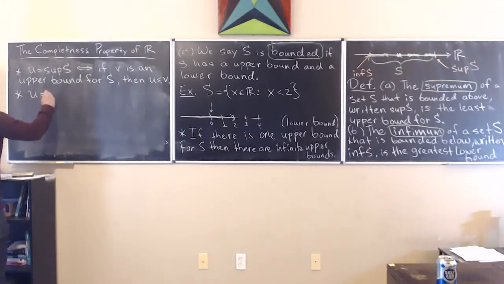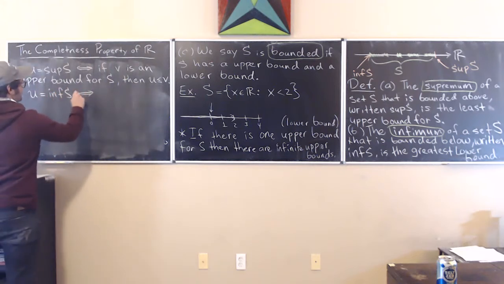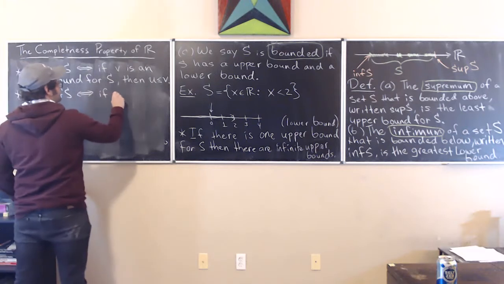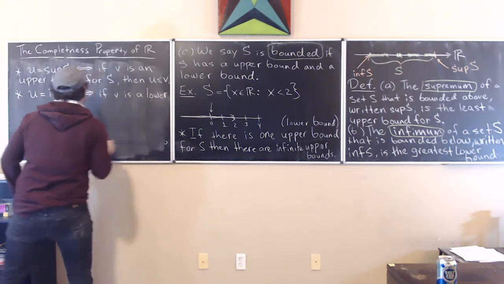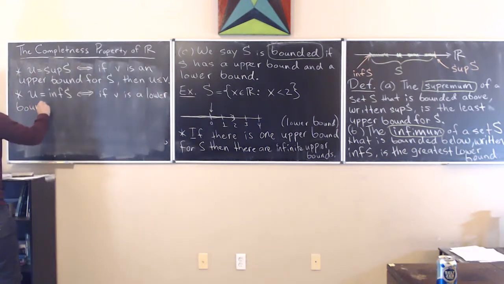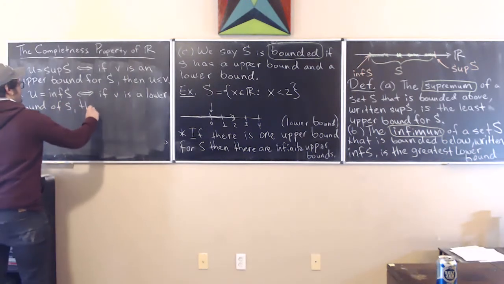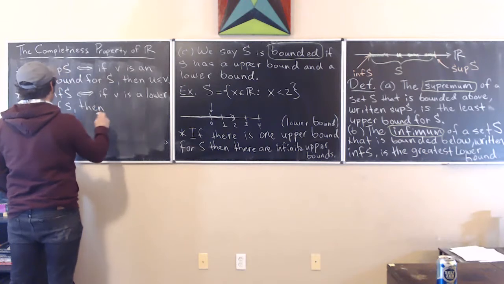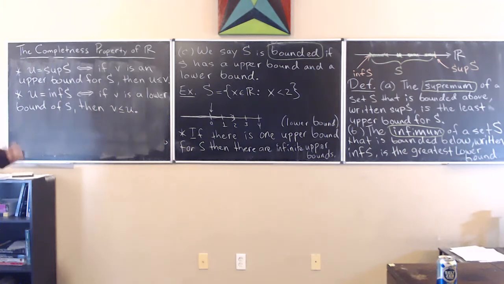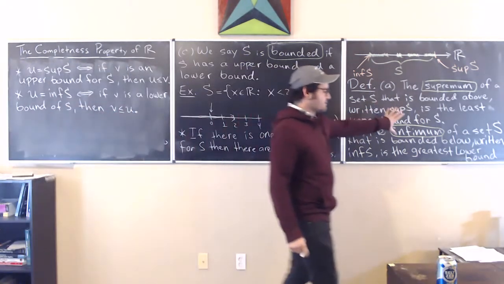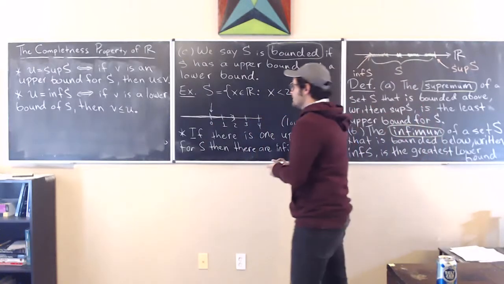If U is the infimum of S, that's equivalent to saying if V is a lower bound of S, then V is less than or equal to U. So this is describing it with words, and that's describing it with an inequality that you can test. Okay.